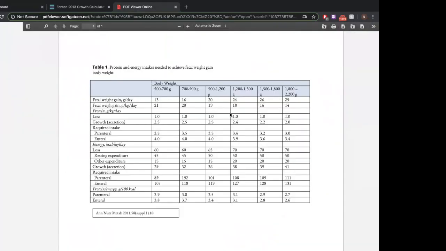For protein for this infant, we will look at that range again and look down here at enteral nutrition. That will give us 3.9 to 4 grams per kilogram per day of protein.